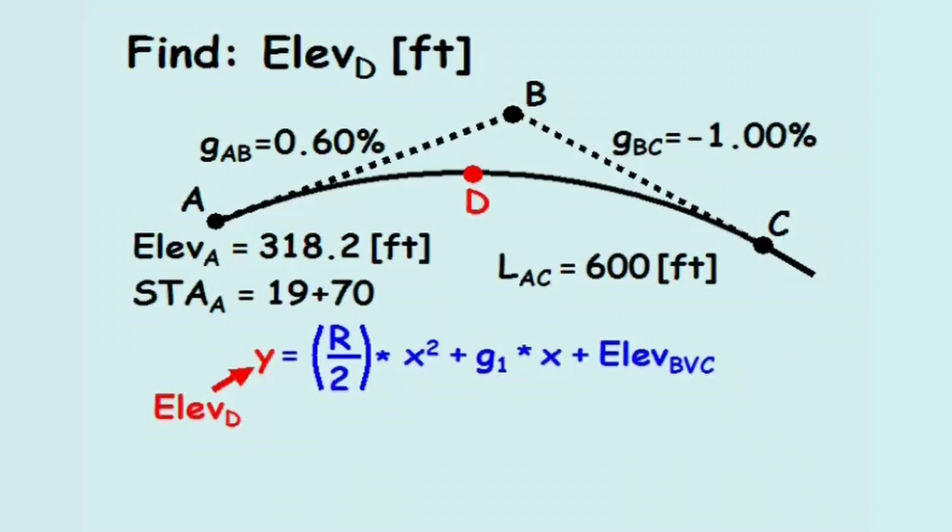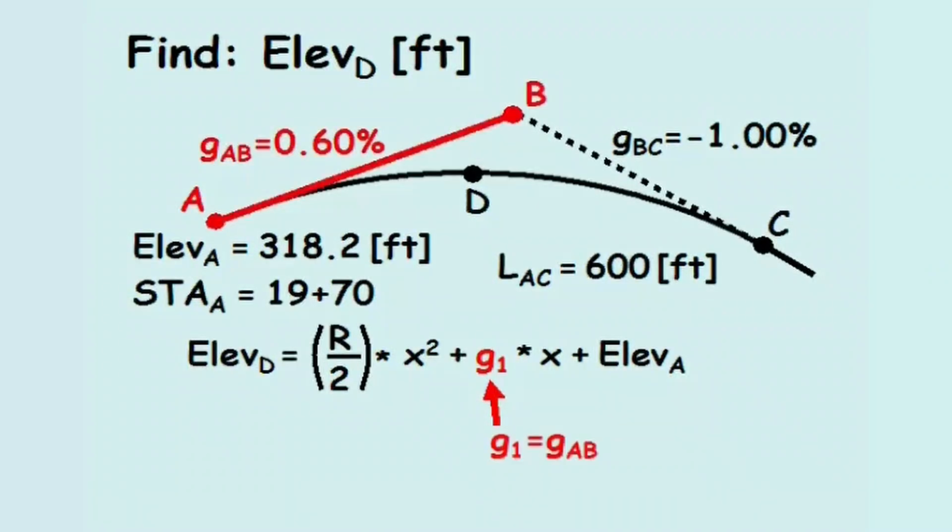In this equation, y refers to the elevation of a point on the curve. So for this problem, we'll rename this variable to be the elevation of point D. The elevation at the beginning of the vertical curve is the same as the elevation of point A. Variable g1 refers to the grade of the tangent at the beginning of the vertical curve, which in this case refers to the grade of line segment AB.